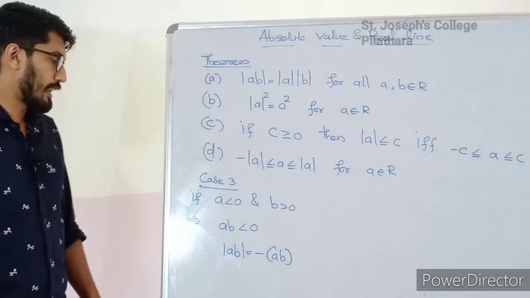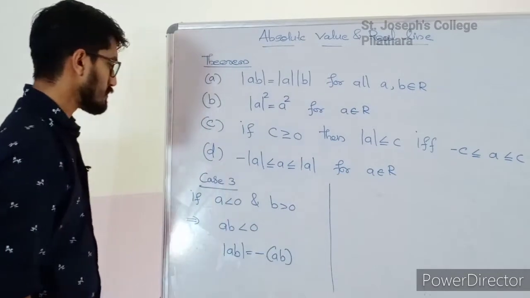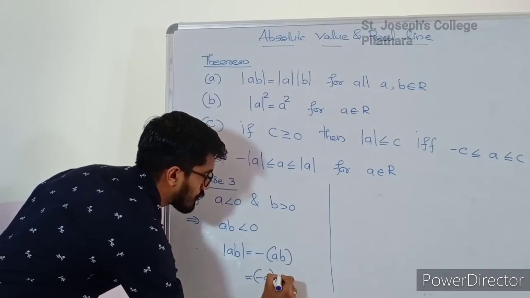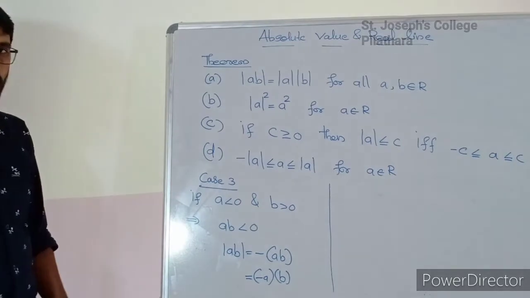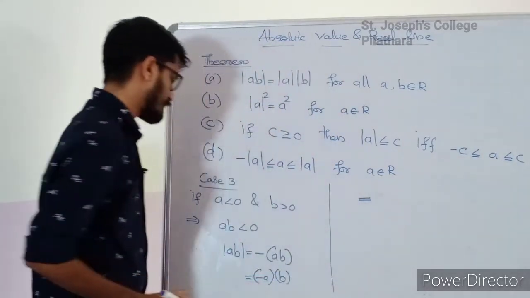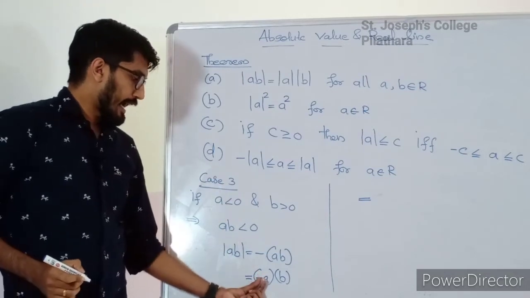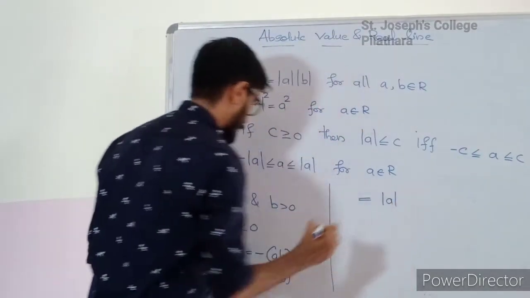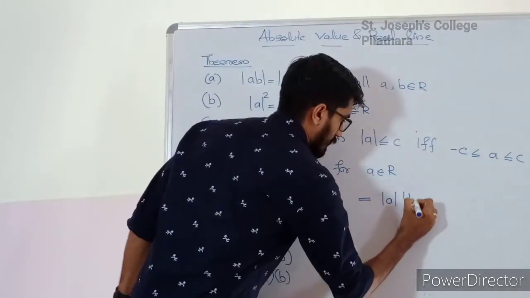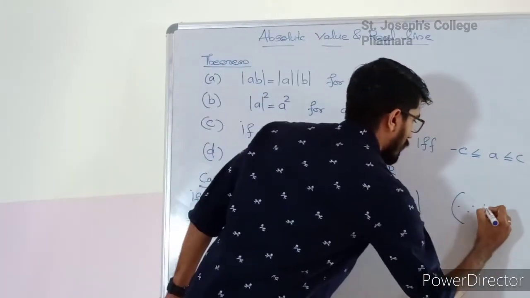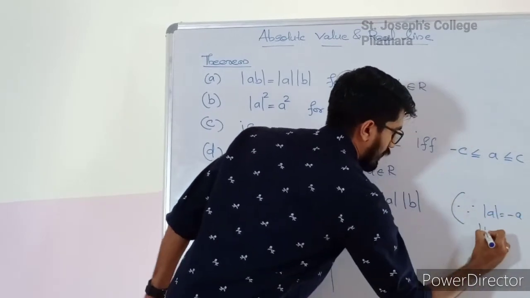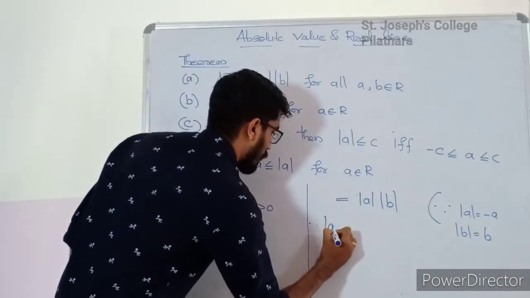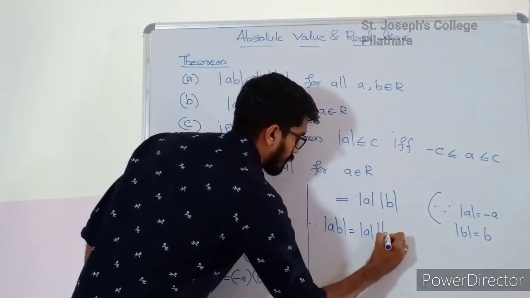Modulus of AB is equal to negative of AB, which is equal to negative of A into B, which is equal to, replace negative A by mod A and B by mod B. Reason: since mod A is equal to negative A and mod B is equal to B. Therefore we conclude that mod AB is equal to mod A into mod B.